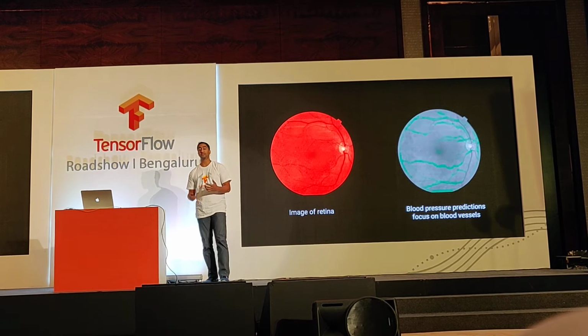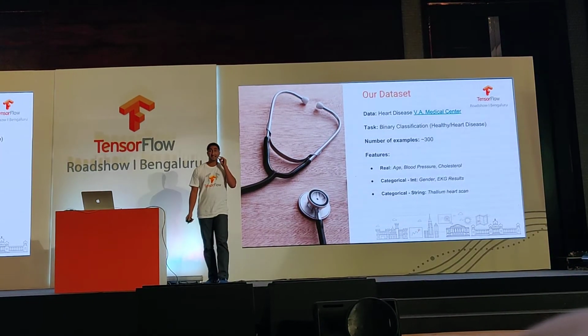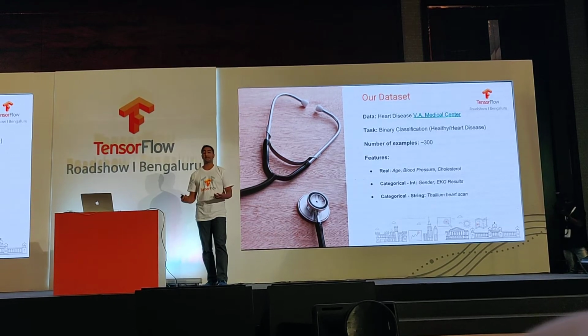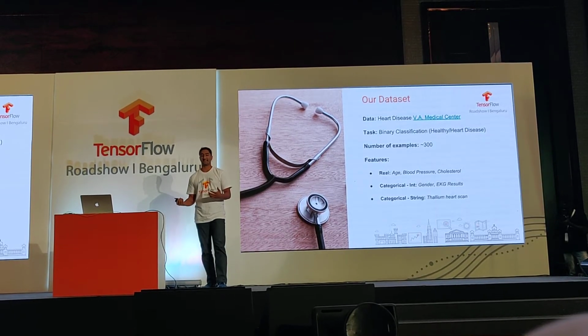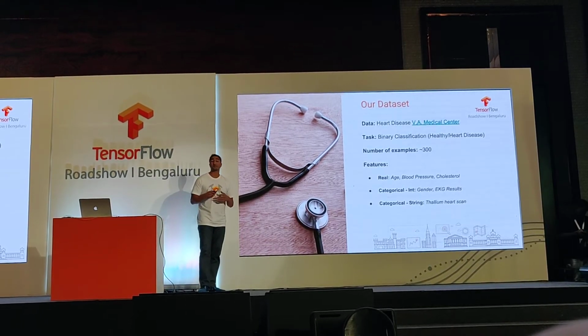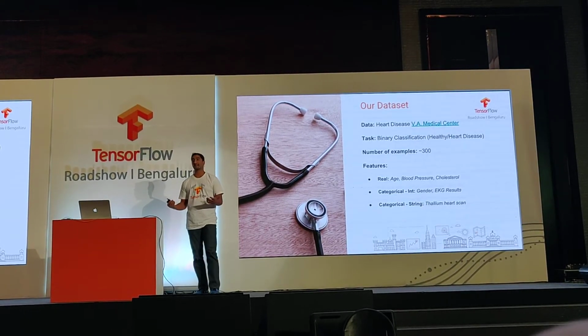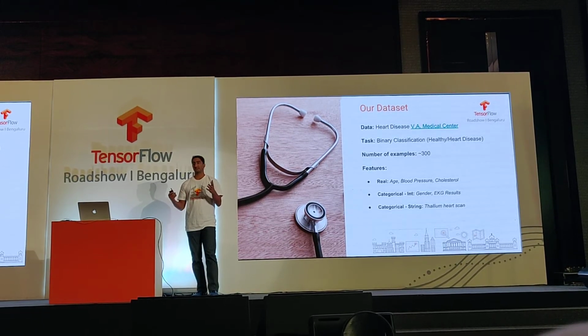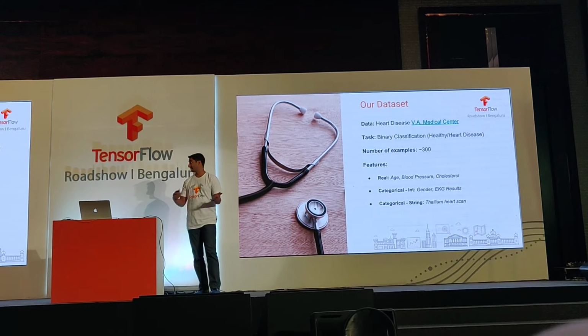So that being said, the data set we'll be working with today is the Cleveland VA Medical Center heart disease data set. So this is a simple binary classification problem where we have a really interesting combination of real data, categorical data as well. And we'll basically be figuring out whether a person has or doesn't have heart disease.